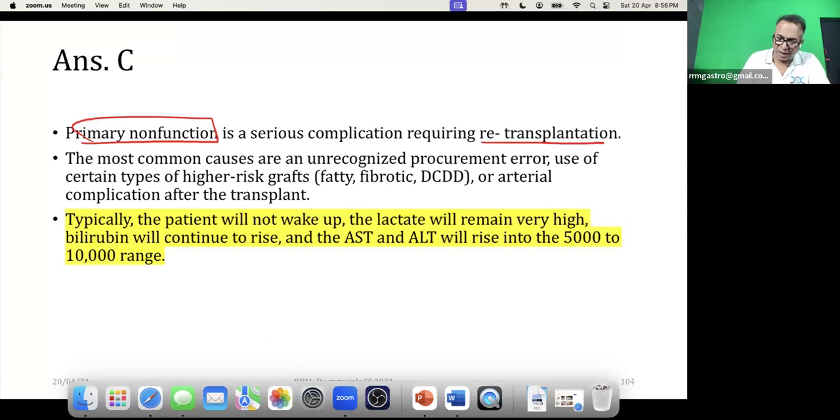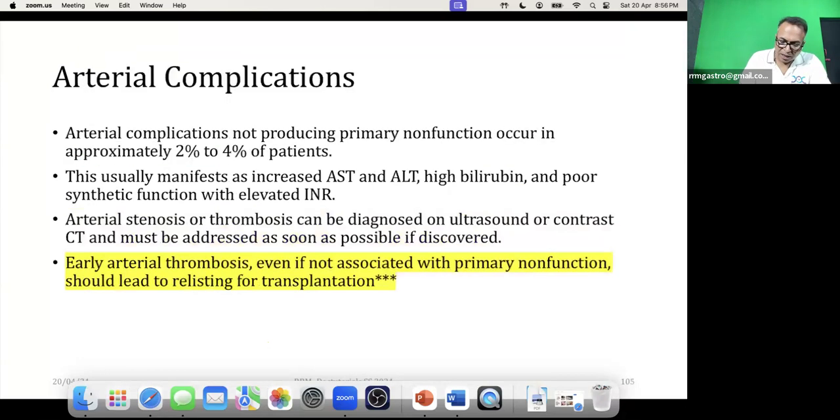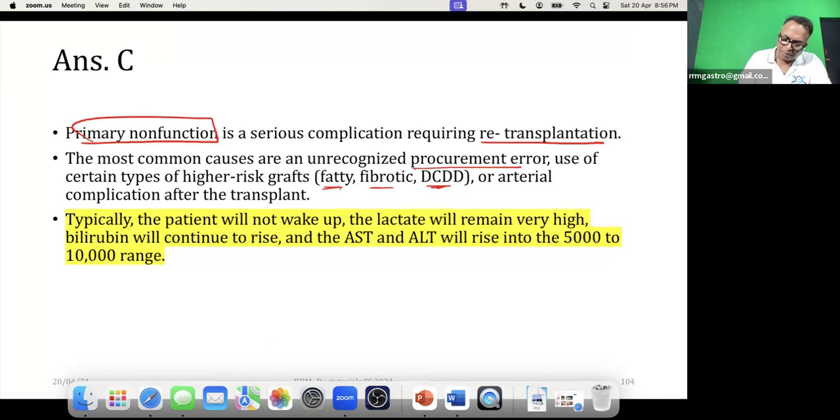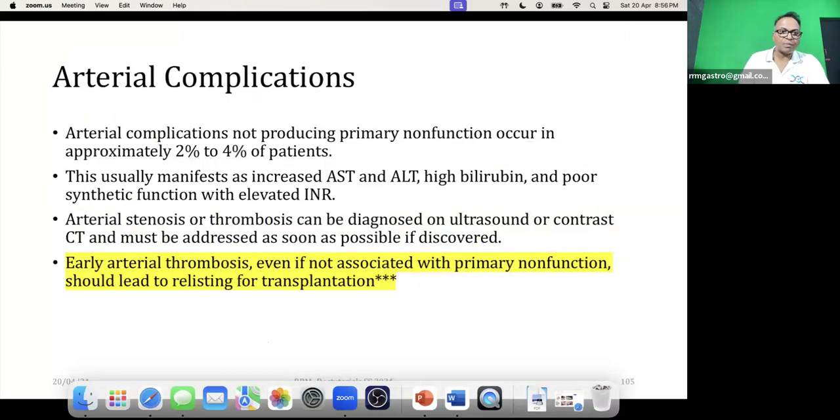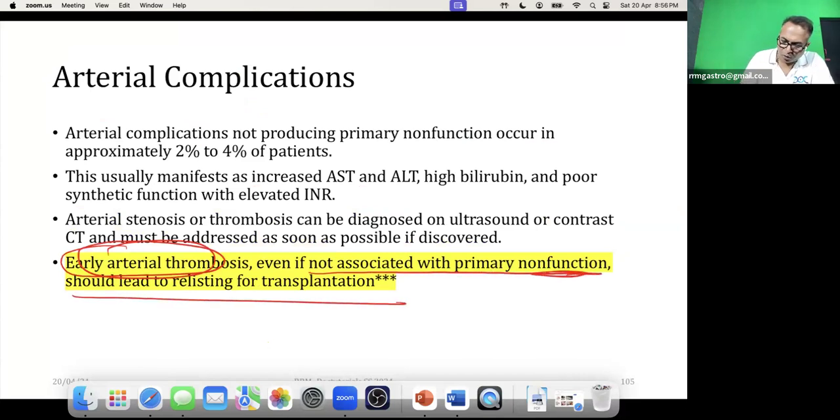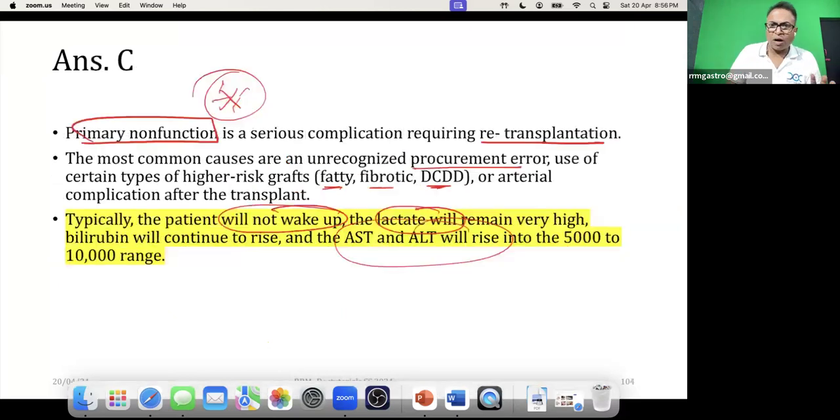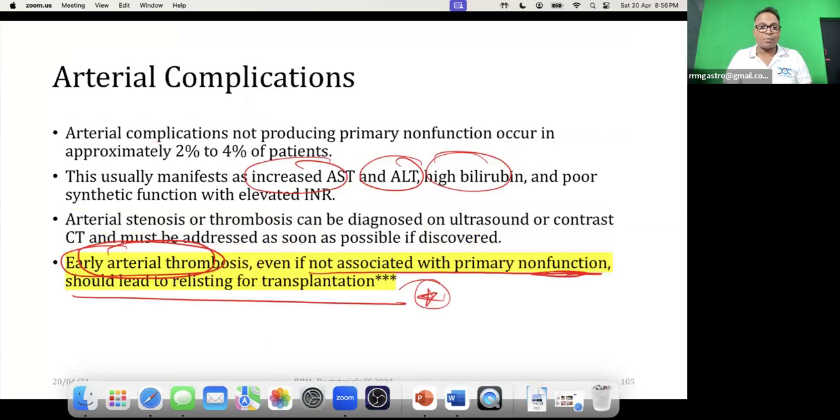The most common causes are unrecognized procurement error, fatty fibrotic DCD donor, arterial complications. With arterial complication, typically the patient will not wake up, lactate will remain high, AST, ALT will keep on rising. This is primary non-function, the nightmare of transplant surgeons. Arterial complication, another nightmare, already discussed. Early arterial thrombosis, even if not associated with primary non-function, should undergo retransplantation. This is also associated with increasing AST, ALT, high bilirubin. Post-operatively increasing AST, ALT, increasing lactate is a serious issue in liver transplant cases.